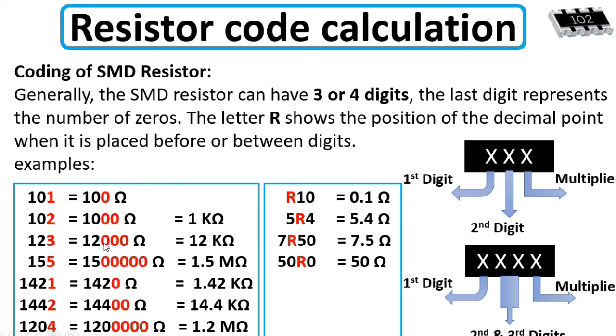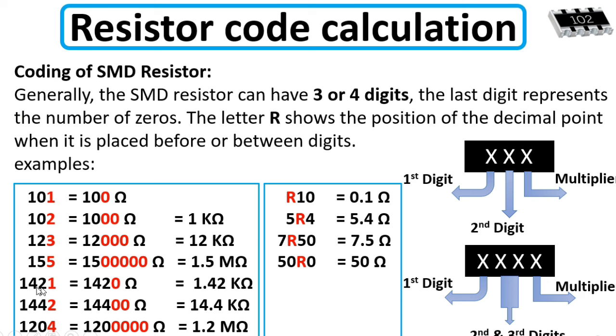123, we will add 3 zeros, so equal to 12 kilo ohms. 155, we will add here, as you can see, 5 zeros, means 1.5 mega ohms.